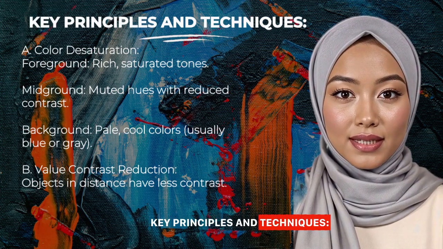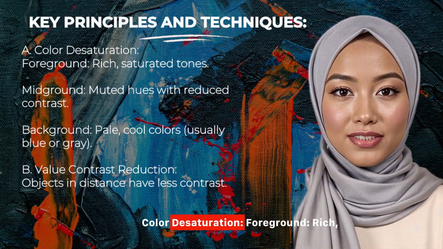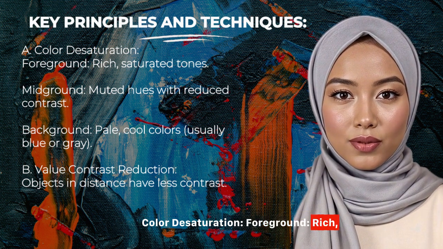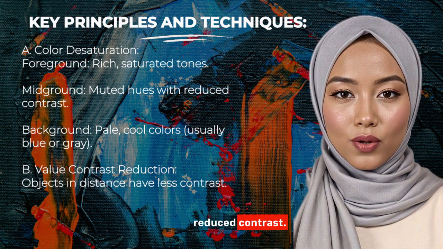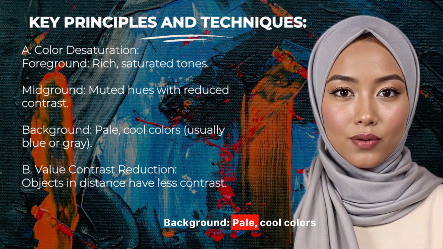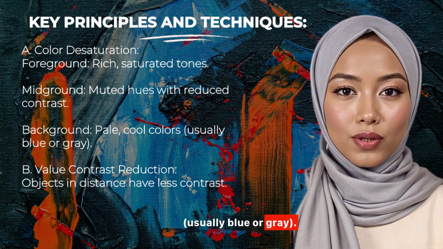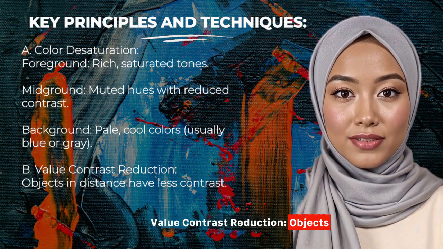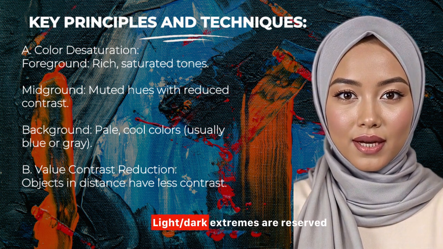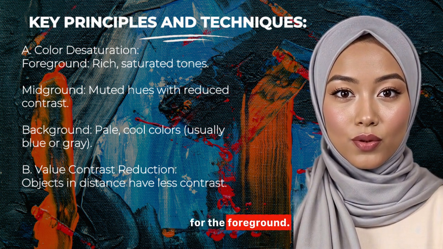Key principles and techniques. A. Color desaturation. Foreground: rich, saturated tones. Midground: muted hues with reduced contrast. Background: pale, cool colors, usually blue or gray. B. Value contrast reduction. Objects in the distance have less contrast. Light and dark extremes are reserved for the foreground.